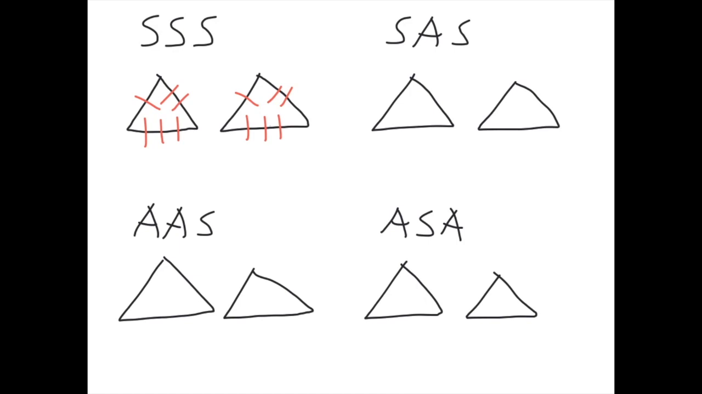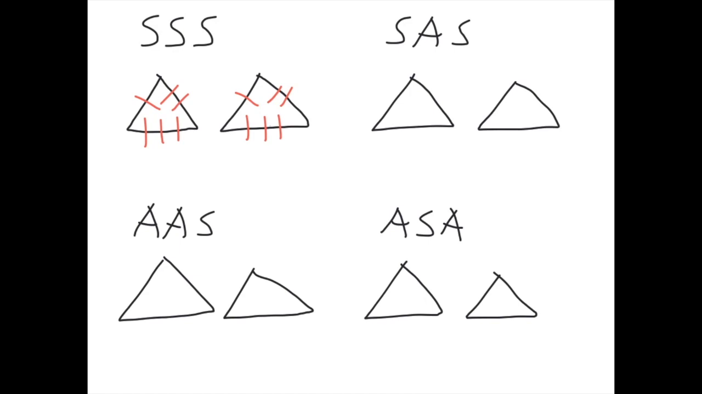And what this means is if you know that all three sides of a triangle are congruent to all three sides of another triangle, then the entire triangles are congruent to each other. So if you have two triangles and all their sides are the same lengths as the other triangle, then you automatically know that the angles are also congruent as well because those triangles are congruent.